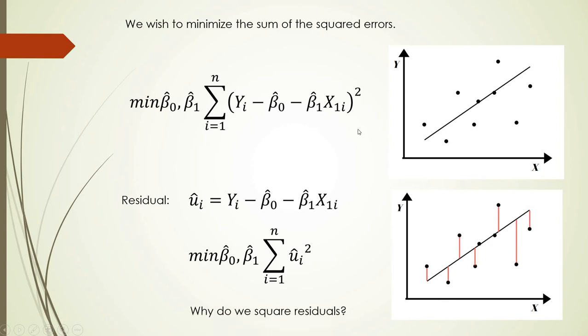So this expression here is actually the same as this expression here. We want to minimize u_i hat squared. Why do we square these residuals? Well, the first residual is positive, the second one is negative, the third one is positive, the fourth one is negative, and so on. If we add them up, the sum will be zero. So in order for these negative distances to be positive, we need to square them. This is why we need to square residuals in order to minimize them.